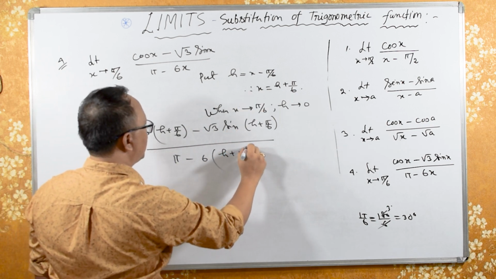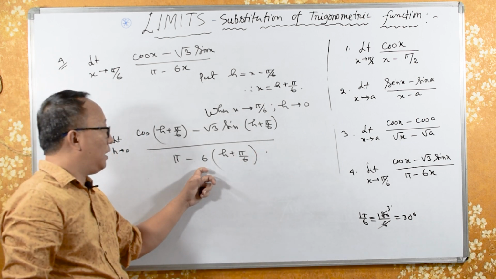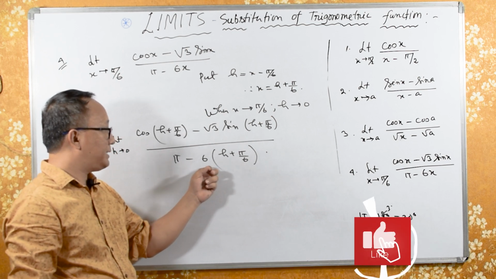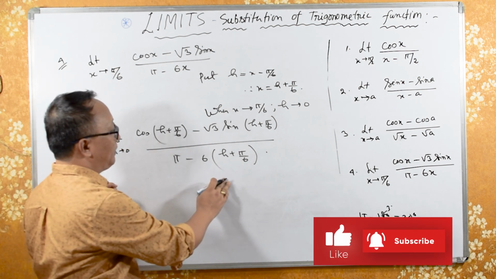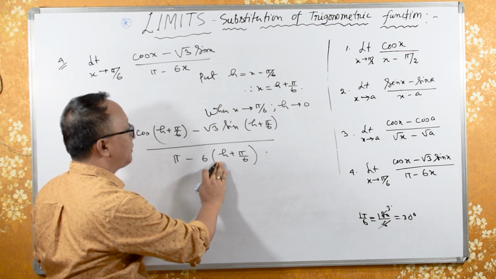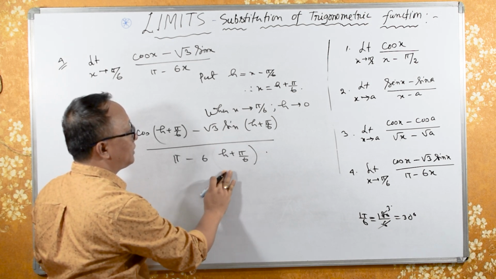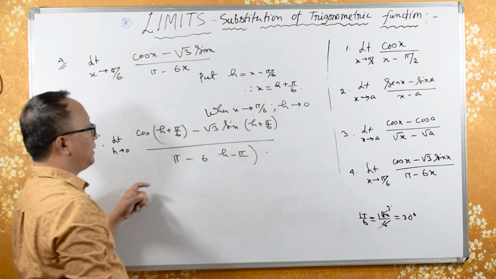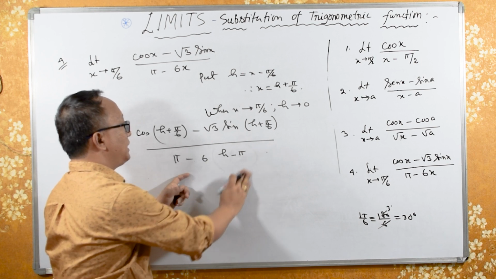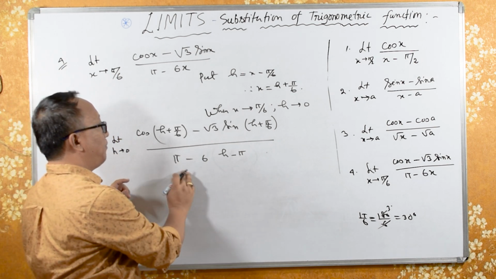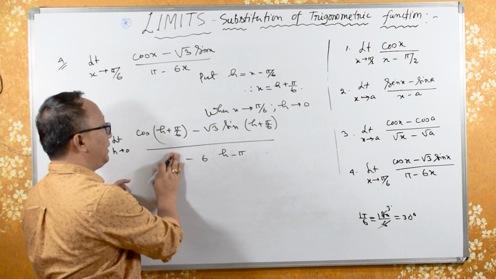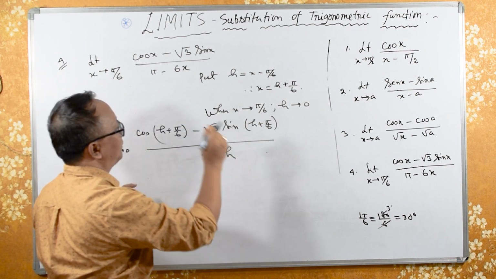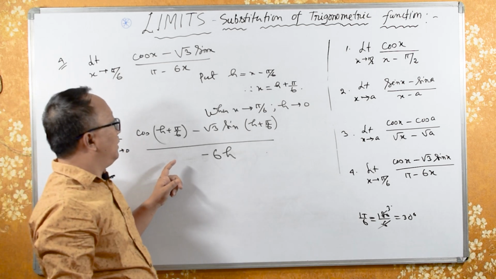Now I can send this 6 inside. If I send this 6 inside, what will I get? I will get 6h plus 6 times pi by 6, the 6 gets cancelled, so minus pi. Okay, pi minus 6h minus pi; here pi and minus pi get cancelled. I will get only minus 6h. Now here what do I have to do?